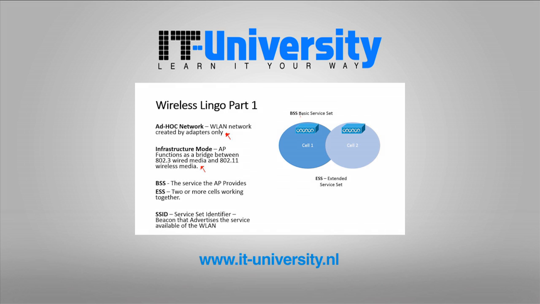And so the other thing we have is a basic service set, which is the service that one AP provides, right? An extended service set is two or more cells working together. So this right here would be an extended service set. And the goal, if they're both working together in partnership, is that if you had a tablet computer, you could roam between them, right?